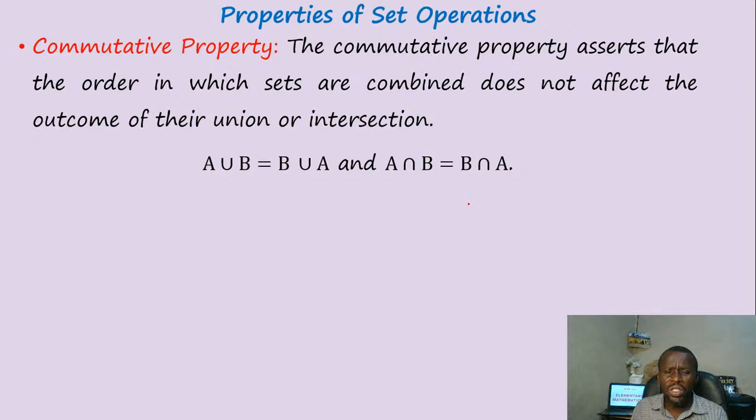So this is basically that they don't affect or influence each other. A union B is the same as B union A. A intersection B is the same as B intersection A. This is commutative.